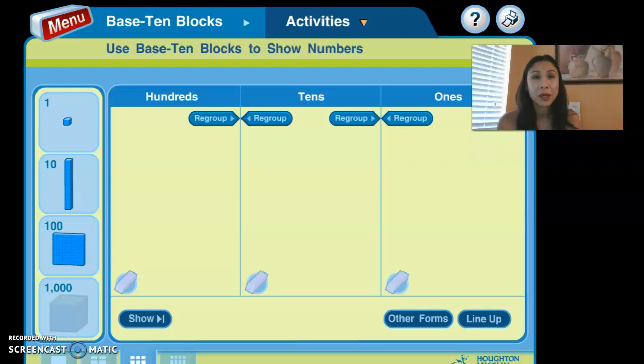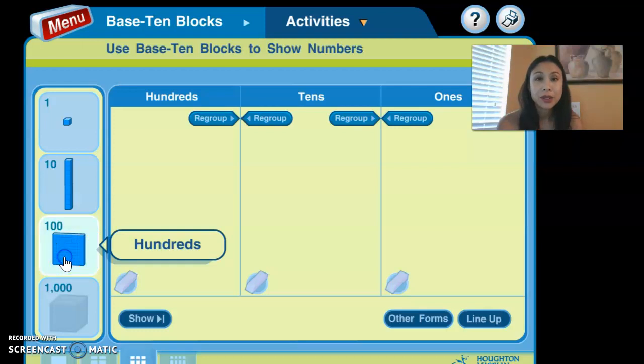Okay, you guys are right. We are going to minus because it says he gave Danny 39 marbles. How many does he have now? All right, so one way that we can solve this would be, again, to build base 10 blocks. We are going to build the number 217.